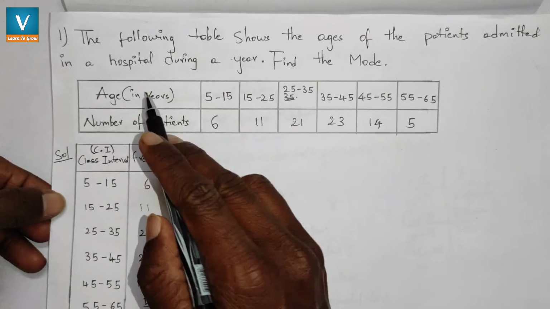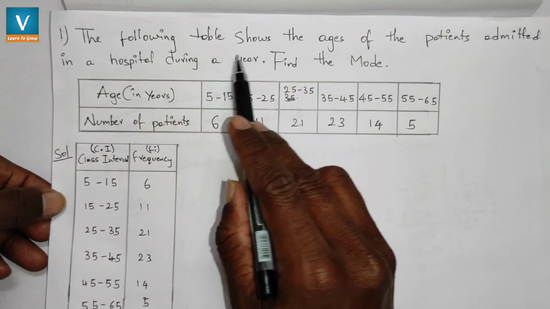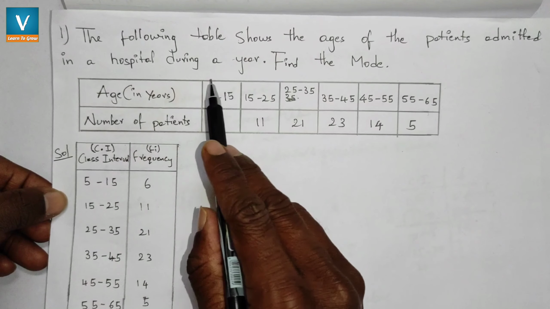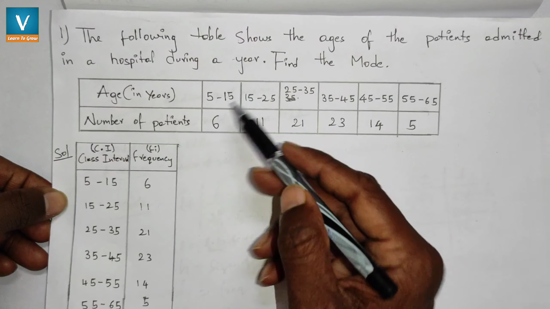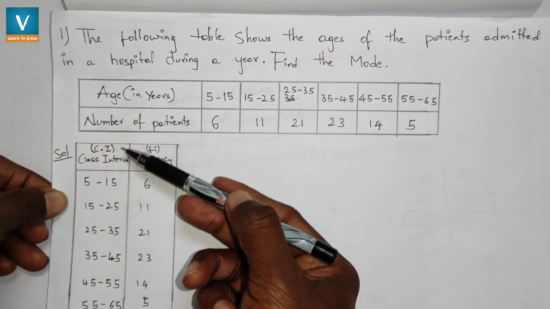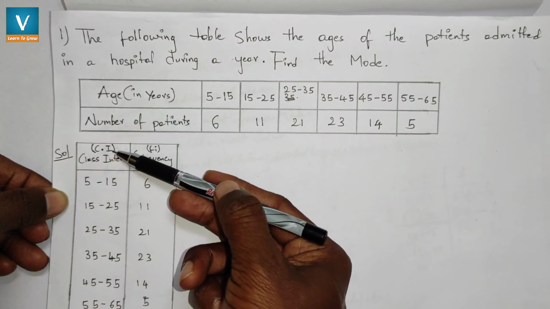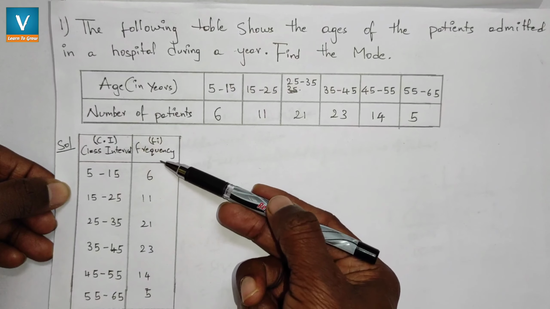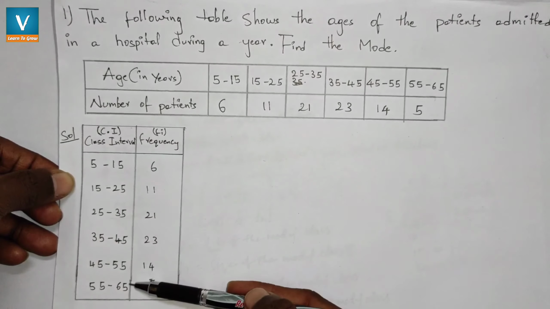So I took a question here. The following table shows the ages of the patients admitted in a hospital during a year. Find the mode. Age I took in years and number of patients here. So age in years I am taking as the class intervals, and number of patients I am considering as the frequency. I took it in tabular form.